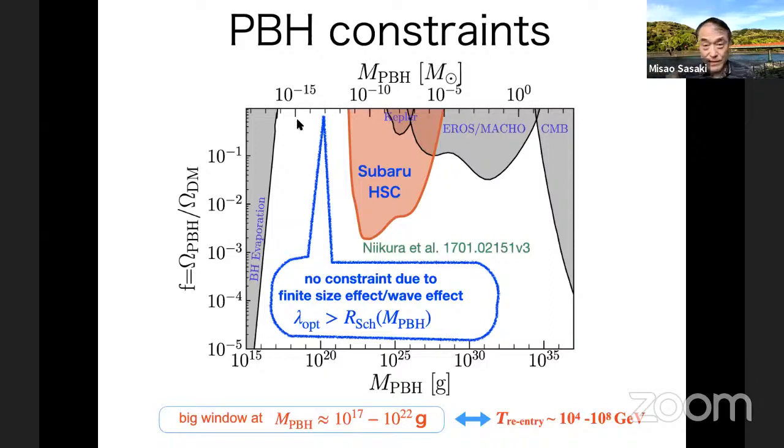Of course, there are still some debates going on, but at least the resulting constraints are not as robust as, for example, the constraints from gravitational lensing. So you could say that you still have a chance to have primordial black holes being dark matter.